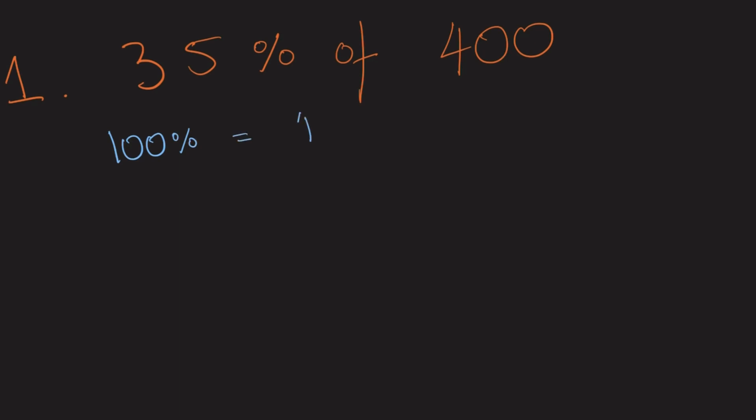equals 400. The next thing you want to work out is what is 10%. So I'll write 10% here. How do we go from 100% to 10%? We have to divide by 10. So if we had to divide by 10 on this side, we have to also divide the other side by 10, which will get us 40.